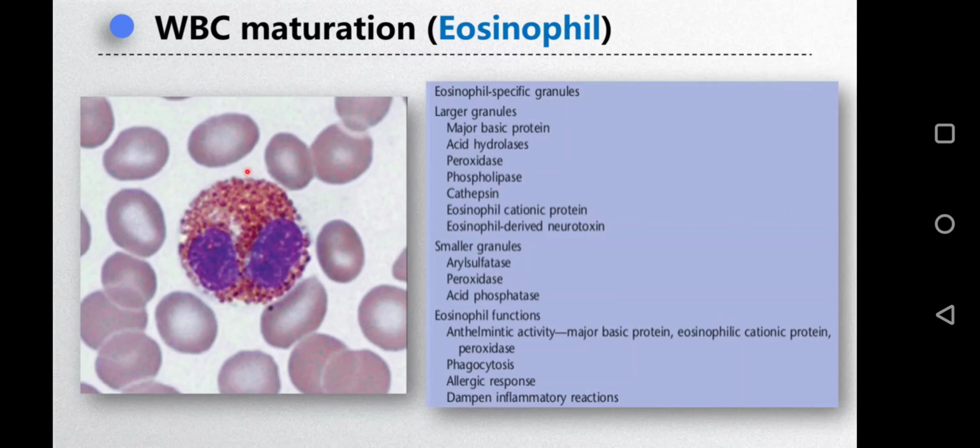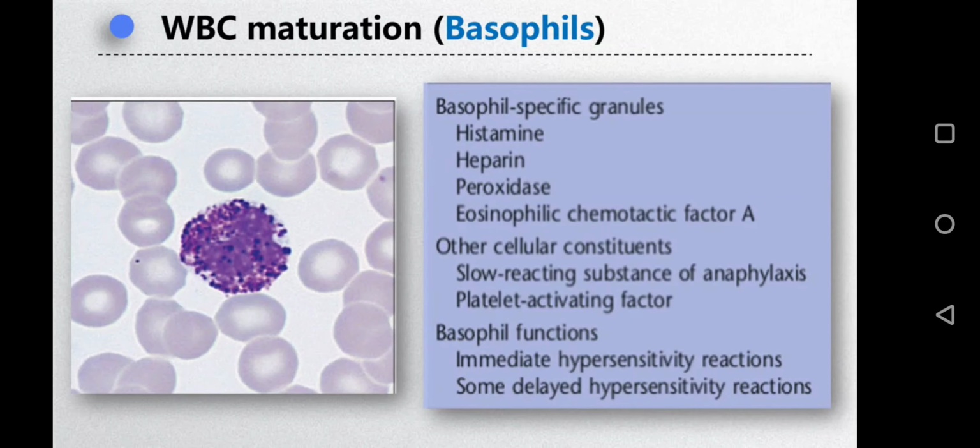Eosinophil. The color of the granule is orange, and it is rare in the bone marrow. Eosinophils will increase in parasitic infection, cancer, allergic response, and inflammatory reaction. Basophil. The color of the granule is dark blue, and the granules can cover the nucleus. Basophils will increase in immediate hypersensitivity reactions, some delayed hypersensitivity reactions, and myeloproliferative neoplasms.